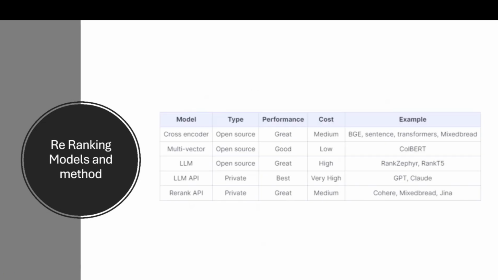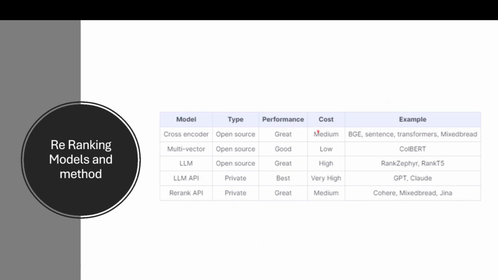So first is re-ranking. There are so many re-ranking models which are available on Hugging Face as well as private. For example, LLM APIs like GPT also use a re-ranking model. In Claude there is a re-ranking model too. Okay, so let's talk about the first one, that is Cross Encoder. It is open source, the performance is great, and the cost is medium.